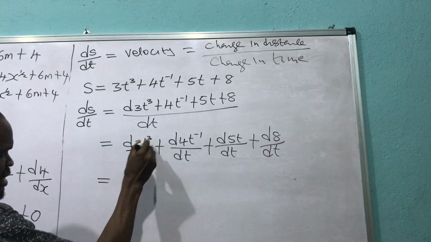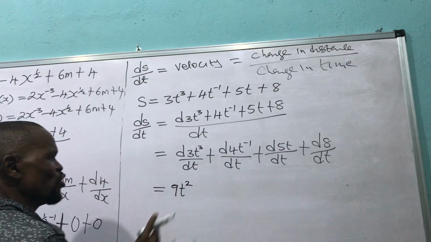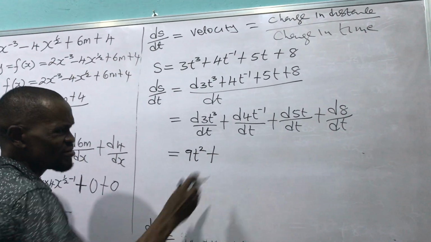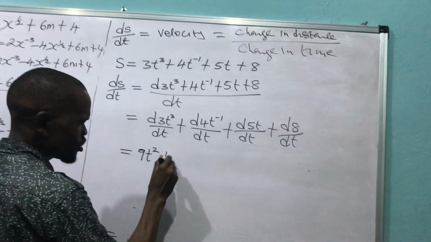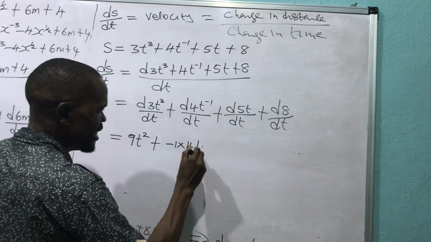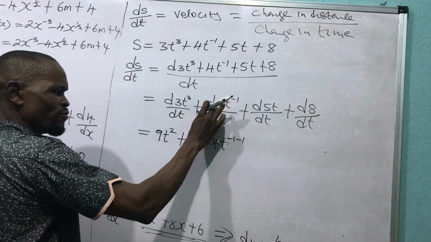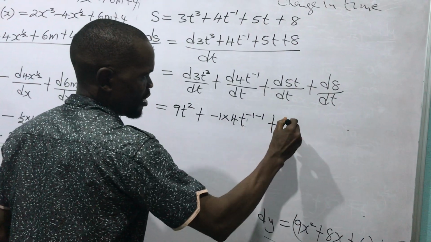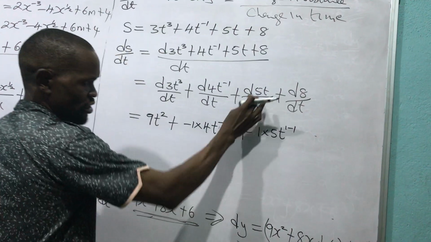Then 3 times 3 will give me 9, so this will give me 9t raised to the power 2. You know what I did? 3 minus 1 will give me 2. Then plus minus 1 times 4t raised to the power minus 1 minus 1. You remember what I did here? Minus 1 times 4t raised to the power minus 1 minus 1. Then plus, this will give me 1 times 5t raised to the power 1 minus 1. This is what it is.